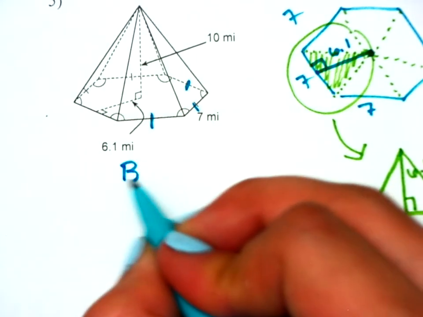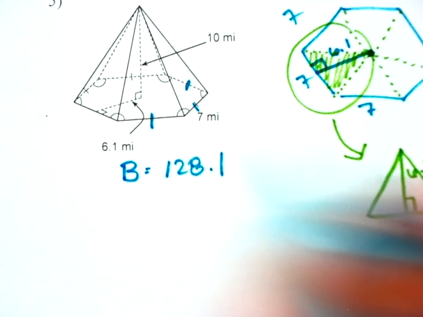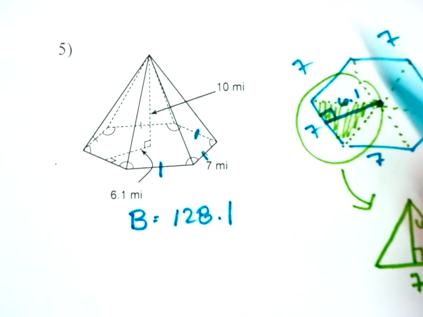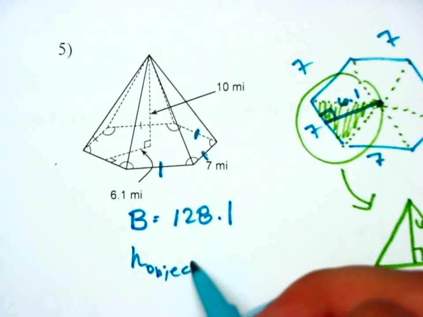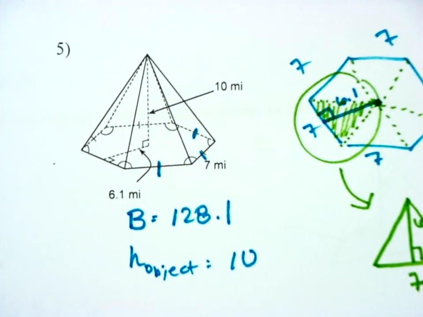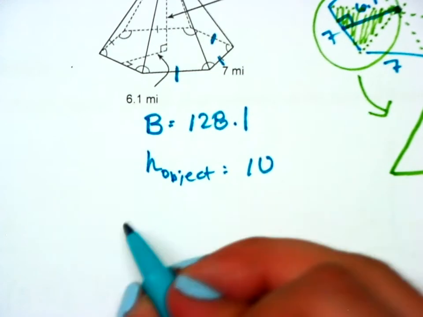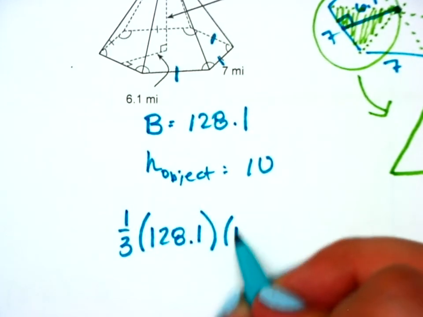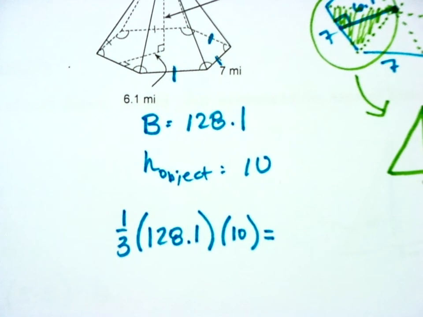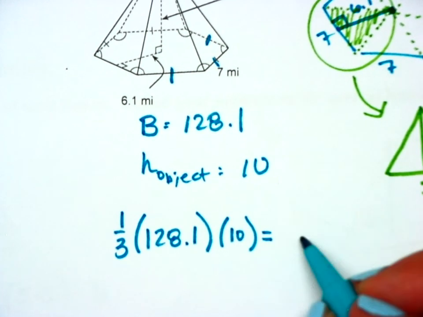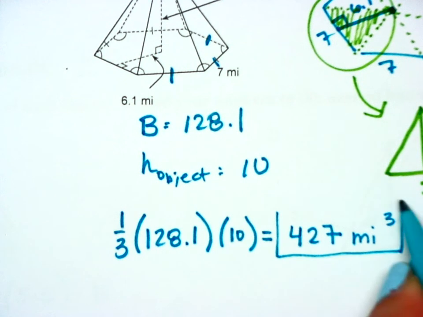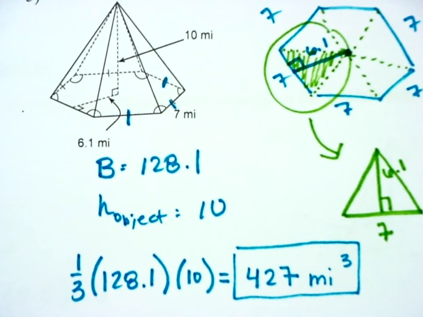So let's come back over here. So I know capital B is 128.1. That's what we just found. I know the height of the entire object is 10, and that's all we need for our volume formula. So it's going to be 1/3 area of the base and height of the object. Okay, when I plug these all into my calculator, you should get 427 miles cubed. And that's the volume of that hexagonal pyramid.